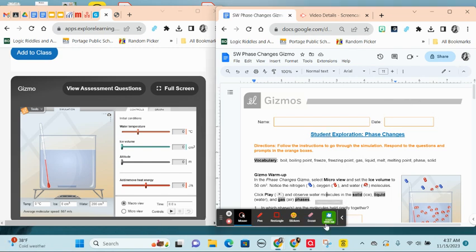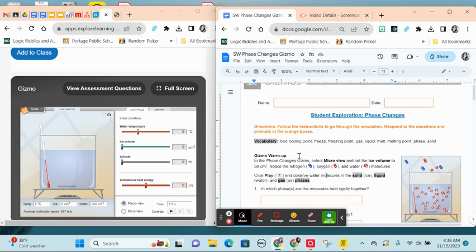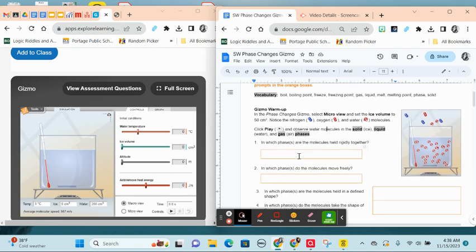We know that particles as a solid just vibrate in place, slower than particles as a liquid, which move more freely and move faster. And as a gas, they move pretty fast and much farther apart. But we're going to look at the actual phase change situation. What happens to temperature during phase change, what happens to molecules during phase change, and all that stuff.